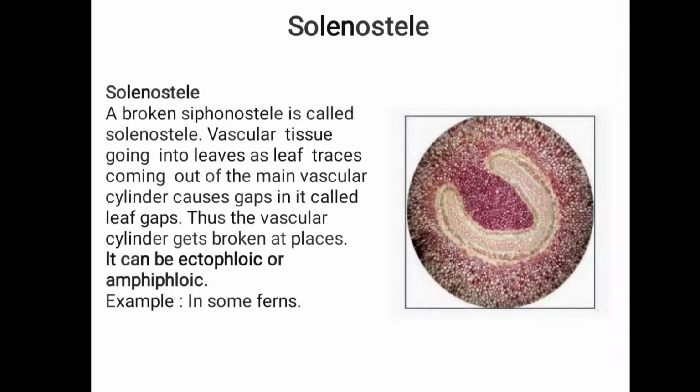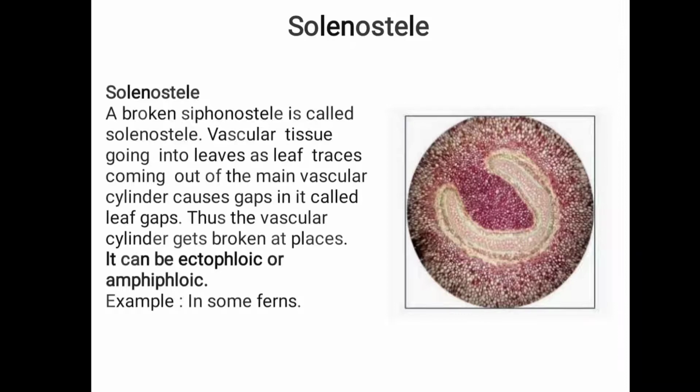Then the third one is the solenostele. A broken siphonostele is called the solenostele. The complete arrangement of the siphonostele, in this the xylem is present and the phloem is present outside, but in the other type the phloem is present on both sides of the xylem. So they are the complete arrangement of the siphonostele, but in this stele some portion is broken. So this stele is known as the solenostele.